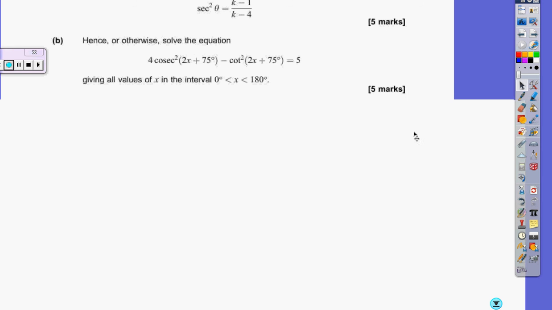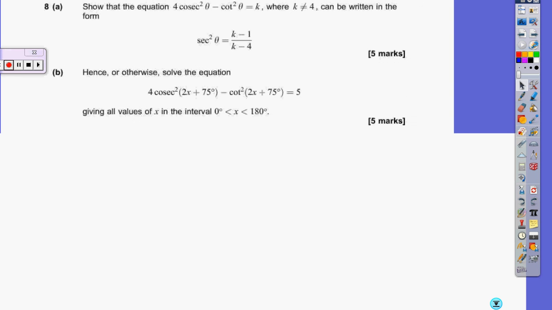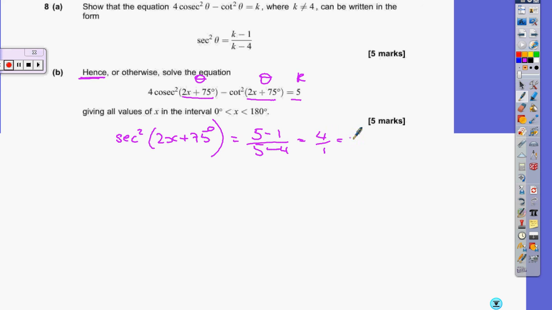So next part, we've proved that first bit, and looking at the original question, we can see we've got a "hence", and "hence" is always something to do with something. So here we can see this is theta, and this is theta. Okay. Oh, and this is obviously k. So I should be able to solve this by saying that sec squared of 2x plus 75 degrees is equal to 5 minus 1 over 5 minus 4, which is 4 over 1, which is 4.